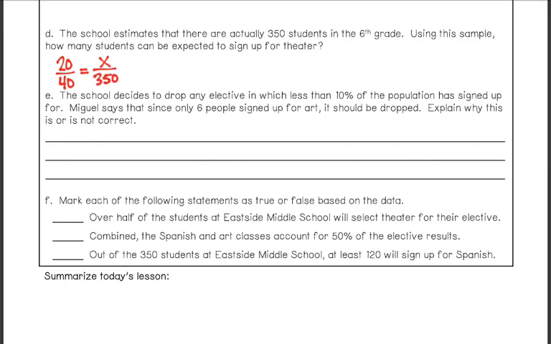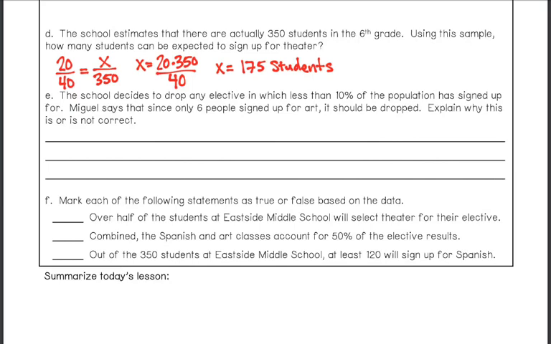So we set that equal to the number of students signed up over the number of total students. So we do our cross product, and I'm going to set that up as x equals 20 times 350 divided by 40. I then cross multiply and divide, and I get 175 students. So that means that of the 350 kids, 175 of them are going to sign up for theater.